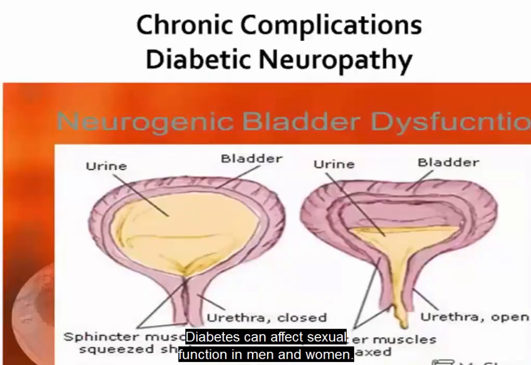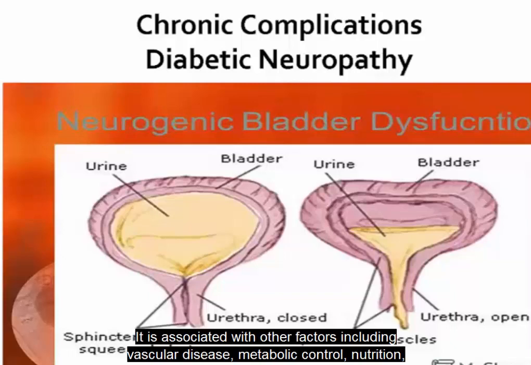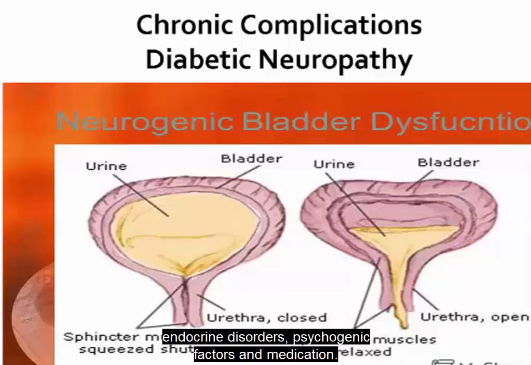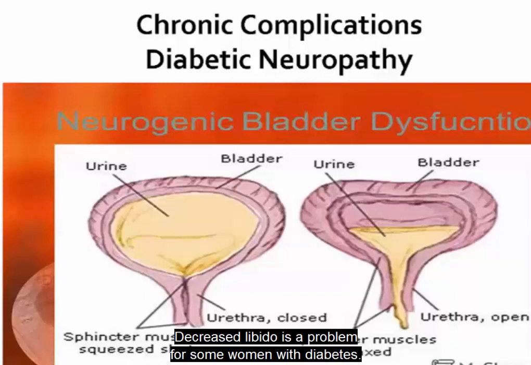Diabetes can affect sexual function in men and women. Erectile dysfunction in diabetic men is well recognized and common, often being the first symptom of autonomic neuropathy. It is associated with other factors including vascular disease, metabolic control, nutrition, endocrine disorders, psychogenic factors, and medication. Decreased libido is a problem for some women with diabetes. Candida and nonspecific vaginitis are also common.